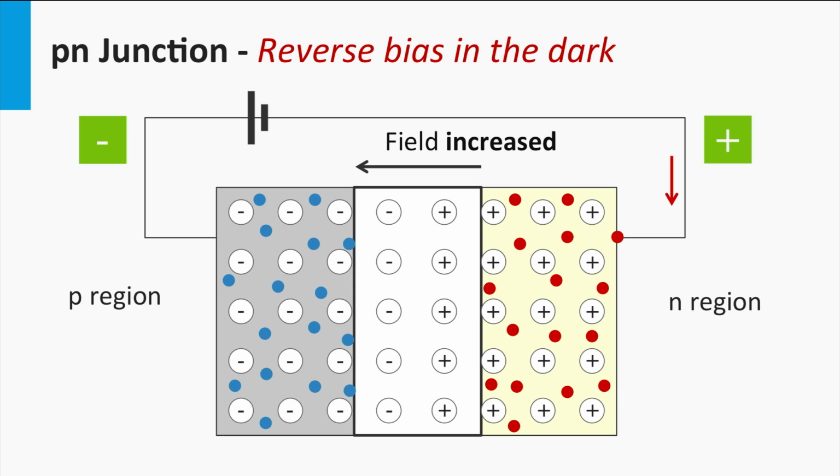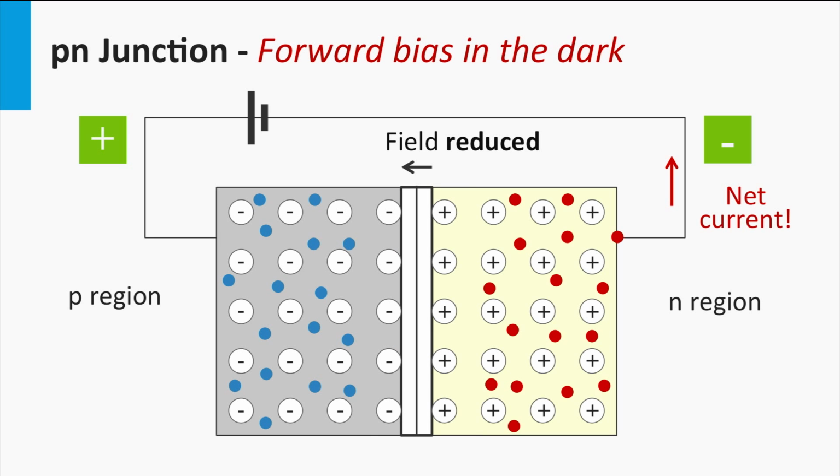The diffusion of majority charge carriers is suppressed and only an extremely small current related to drift of minority charge carriers is generated. If we apply a forward bias on such a p-n junction in the dark, the width of the depletion zone is getting smaller. The diffusion of the majority charge carriers is significantly enhanced and overrules the drift of minority charge carriers. The p-n junction becomes conductive and is able to generate a current.